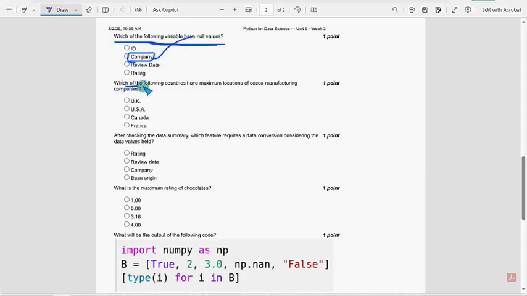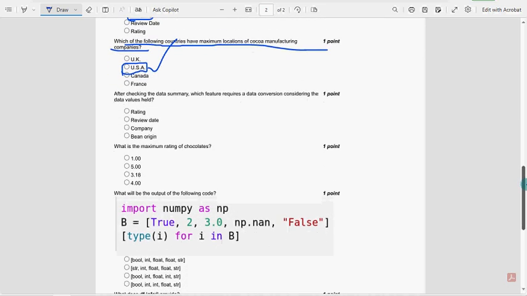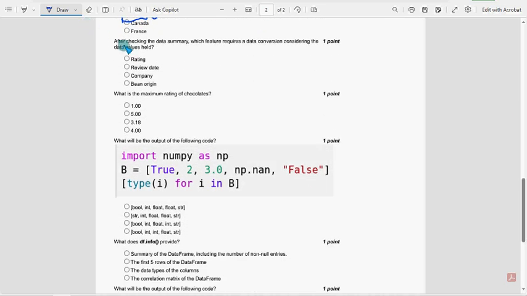Next, which of the following countries have maximum locations of cocoa manufacturing companies? So for the seventh question also second option, that is USA here. USA, second option is the probable solution for the seventh question. Next, moving on to the eighth one. After checking the data summary, which feature requires a data conversion considering the data values held? So for the eighth question also it is second option, review date is the probable solution.